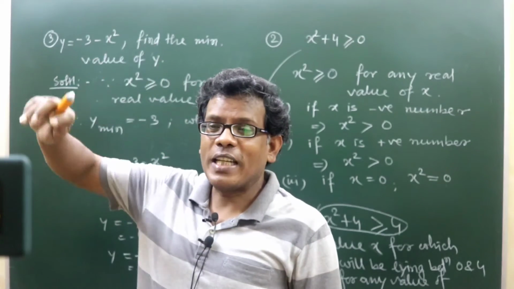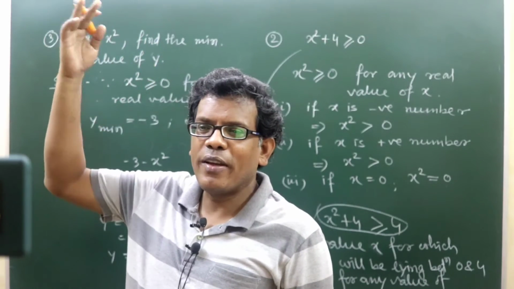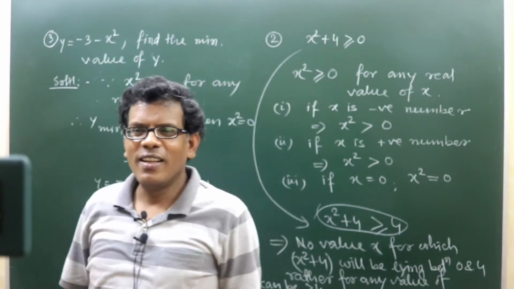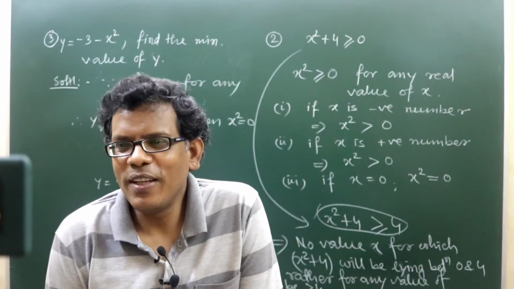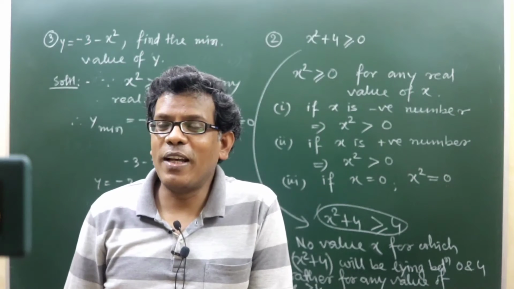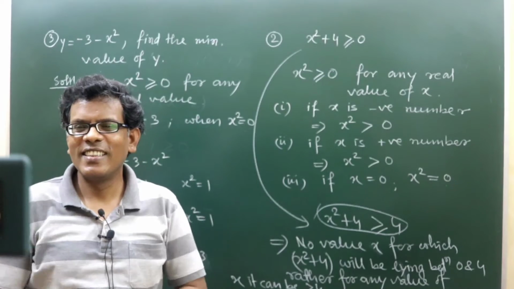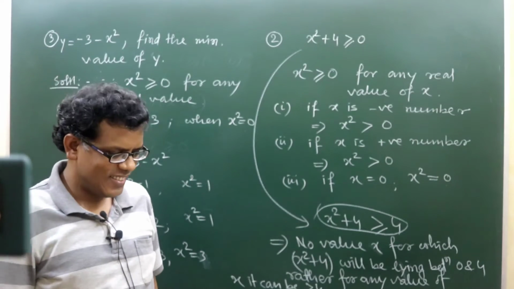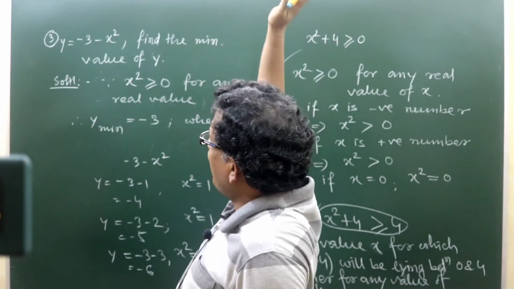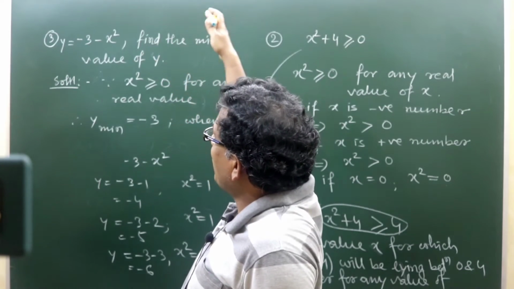What can be the maximum value of x square? Who can tell me? The maximum value of x square can be infinity, isn't it? So therefore the corresponding minimum value of y will be negative infinity. The maximum value of x square can be positive infinity, being x square is always greater than or equal to 0.